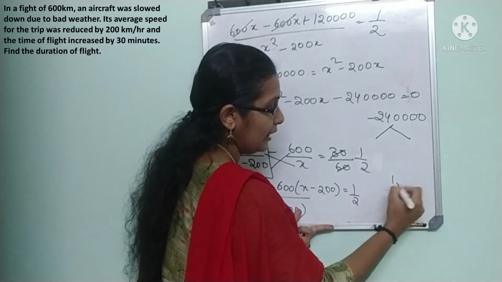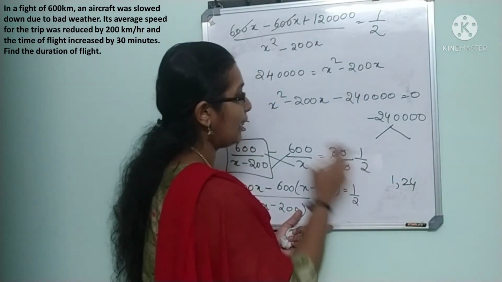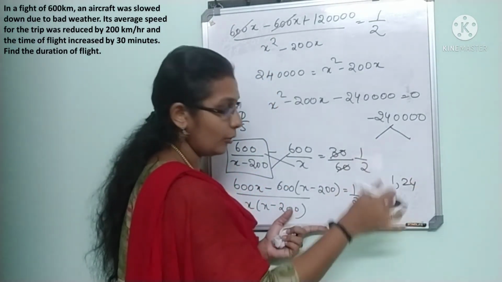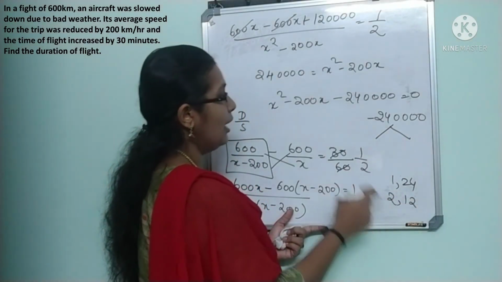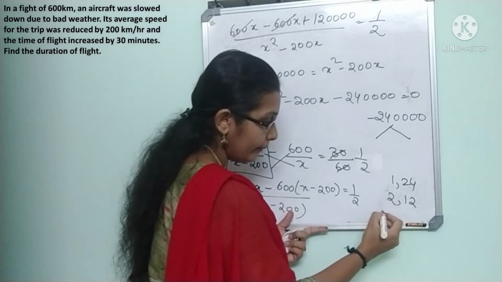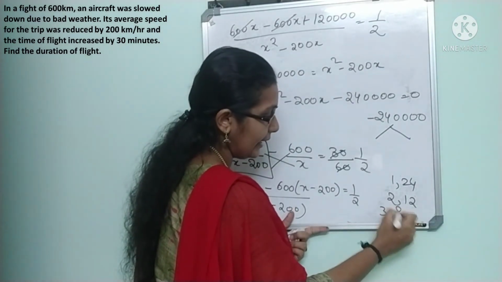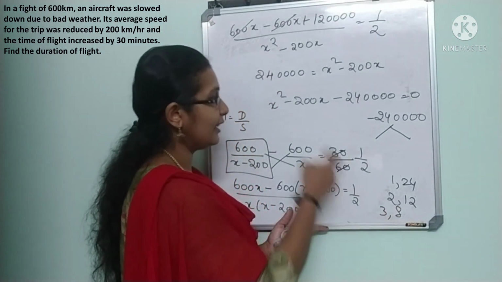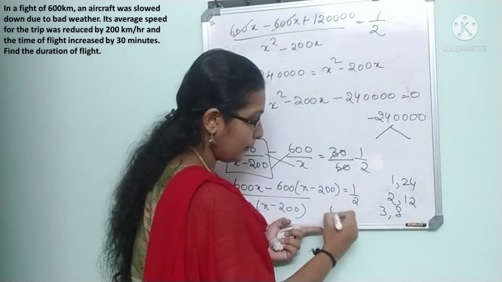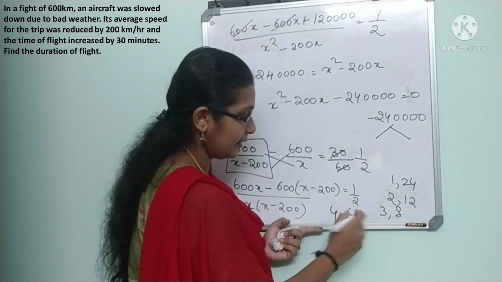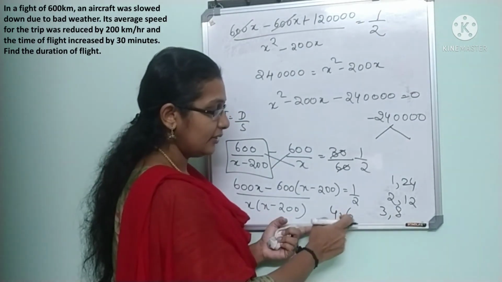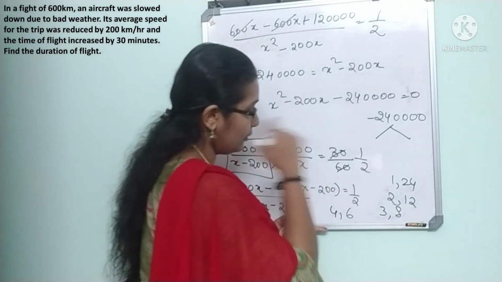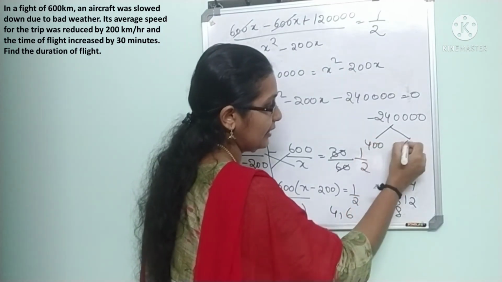Okay, so 1 and 24: if you add, you will have to get 200. No. 2 and 12: 12 2s are 24, right? But will you get 200? No. 3 and 8: if you add, you will get 200? No. 4 and 6: 6 and 4, if you add or subtract, you will get 200. Yes, 6 minus 4 is 2. So the combination is 400 and 600.